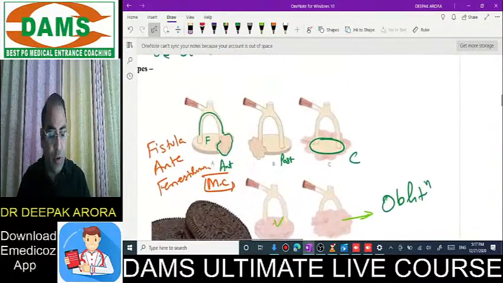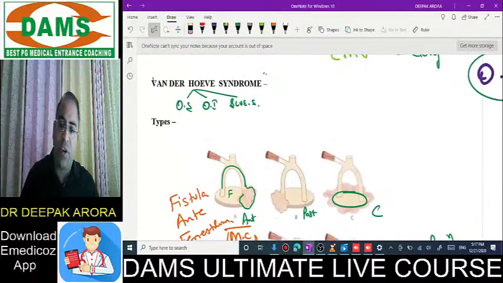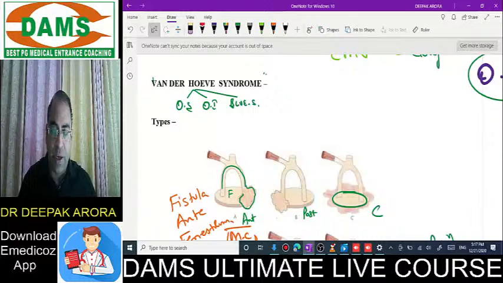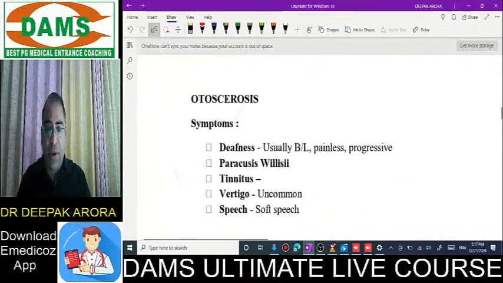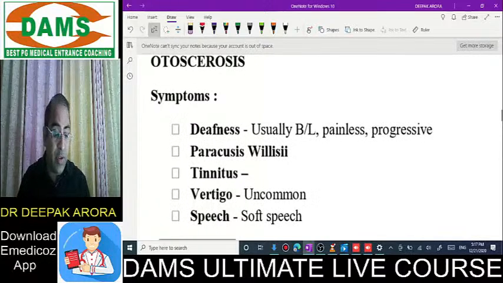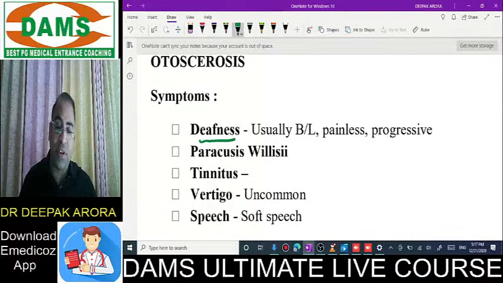Van der Hoeve syndrome, we have learned the 3 parts of Van der Hoeve syndrome: the Van der Hoeve triad is otosclerosis, osteogenesis imperfecta, and blue sclera. Clear? Now, coming to the next segment, once the patient comes, what is the most common presentation? The most common presentation is deafness.